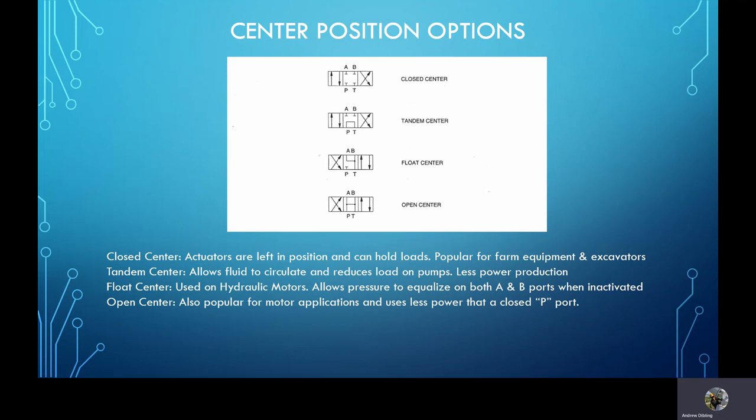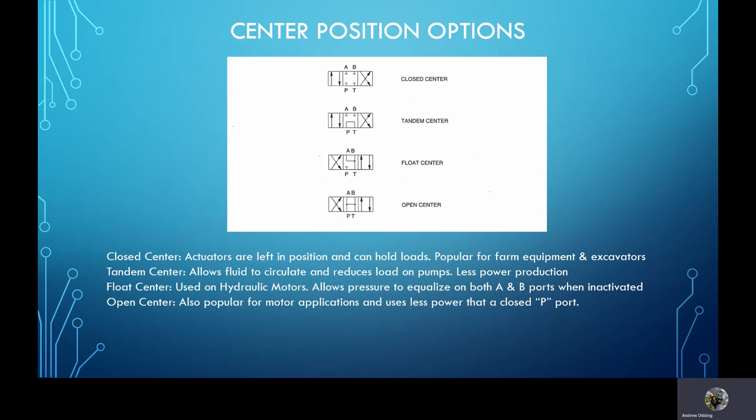Now, a float center is used on motors, and the reason it's used on motors is it allows a slow deceleration. If I have a motor with a large load on it, the last thing I want to do is turn it to the off position and have that motor come to a screeching halt. Anything that was attached to that motor still has inertia and will more than likely rip that motor apart, or motor mounts, or something bad will happen. So we really want to have a float center on a motor circuit that has any kind of power being used to it, because we want that motor to coast to a stop.